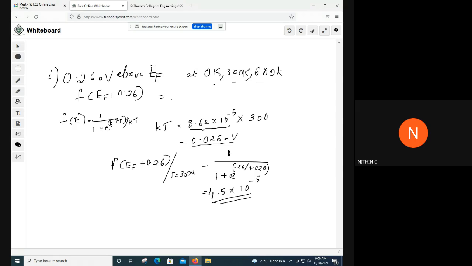Four point three into 10 raised to minus 5. That's okay. No, 4.3. That's a difference. Approximate, that's okay. Okay, that's fine. Now the next part is we need to find the value at 600 Kelvin, right? 600 Kelvin. So what should we do for that?